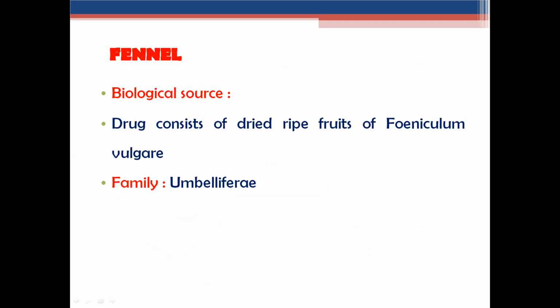Next drug is fennel. Fennel means saunf. The drug consists of the dried ripe fruits of Foeniculum vulgare and belongs to the family Umbelliferae. We use the fully ripe and dried fruit of Foeniculum vulgare.